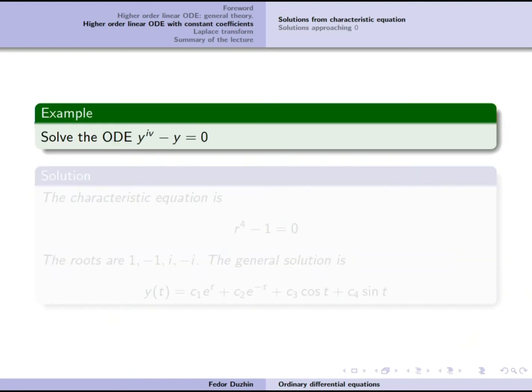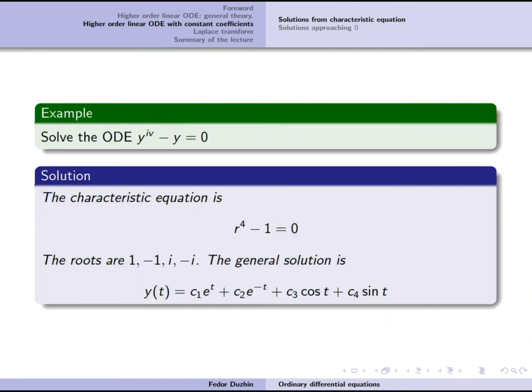Okay, let me explain how it works. So the ODE here is the fourth derivative, y prime prime prime prime. And so we need to set up the characteristic equation. r to the 4 minus 1 is 0, and the roots are 1, minus 1, i, and minus i. So the root 1 gives us e to the t, because this is e to the power 1 times t. Then minus 1 gives us e to the minus t, because this is e to the power minus 1 times t.